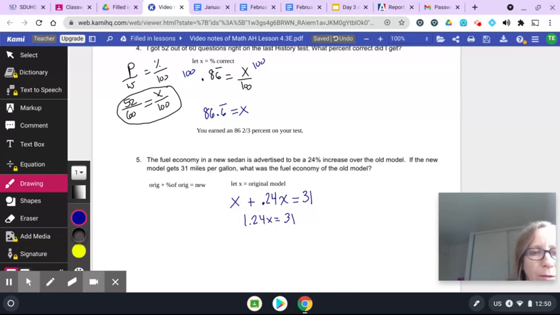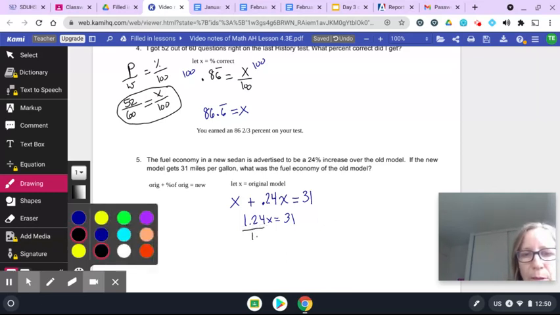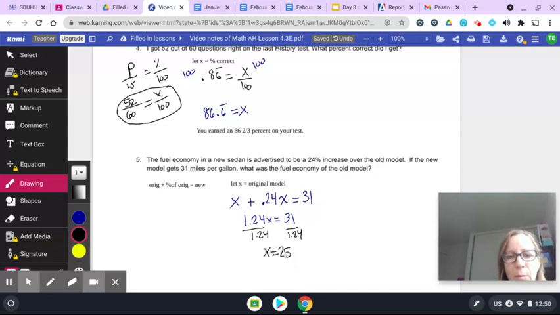Then I'm going to divide both sides by 1.24 using my calculator. If you don't have a calculator, you can do a tab on your computer or your phone. I get x is equal to 25. Okay, that's supposed to be the original. The original increased by 24%. The original is supposed to get you 31.